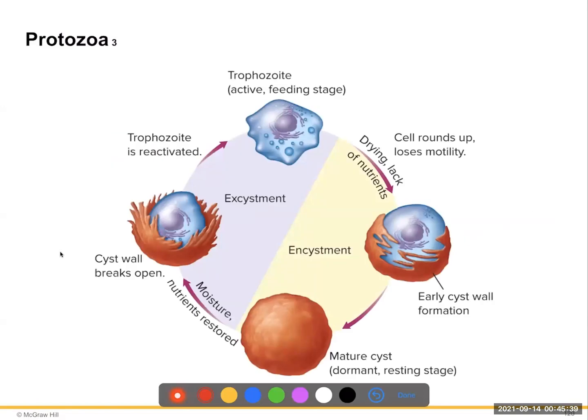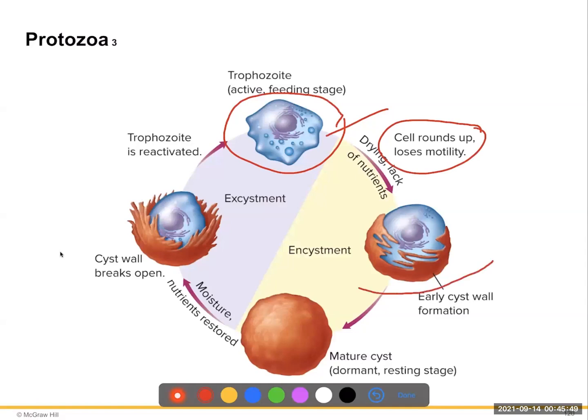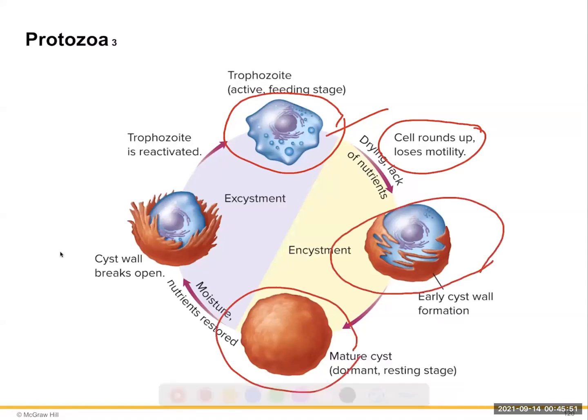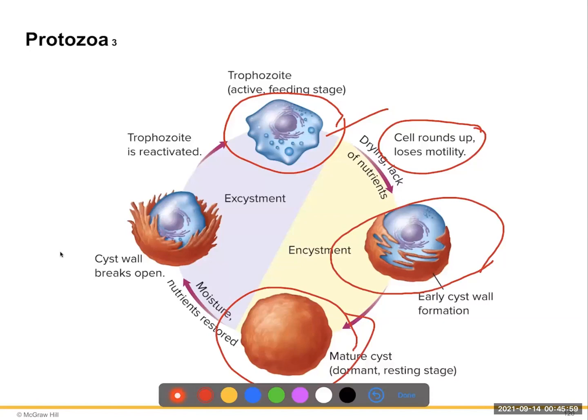Okay, so this is your active feeding stage. We have different invaginations of the cell membrane. When it dries up from the moist environment, it forms this cyst wall around it. This is a mature cyst. It stays this way until the environment changes, where it gets more moisture and more nutrients. Then this cyst wall breaks open, and the cell becomes feeding again. So basically, it forms a cyst when there's not enough in the environment to support it.